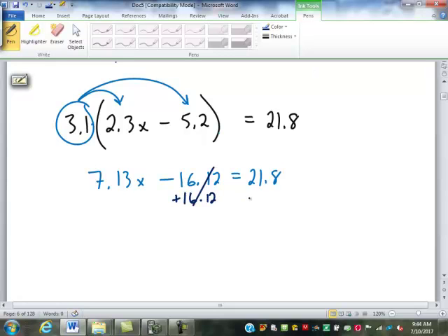We will add the 16.12. So over here we got 7.13x equals 37.92. Then what? Divide by 7.13. We can divide by 7.13.